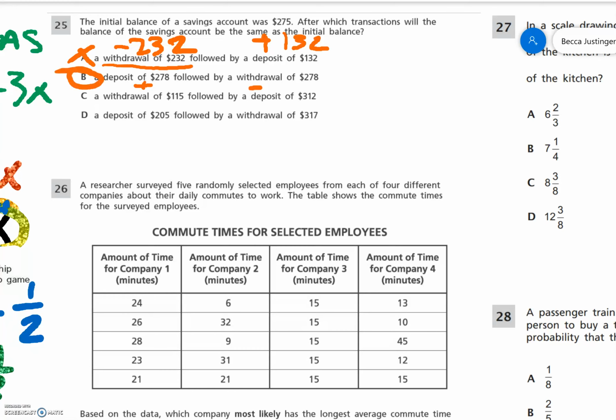But let's try the others. Withdrawal of $115, followed by a deposit of $312. That wouldn't cancel out. A deposit of $205, so adding $205, and then withdrawing $317. So that one doesn't cancel out either.